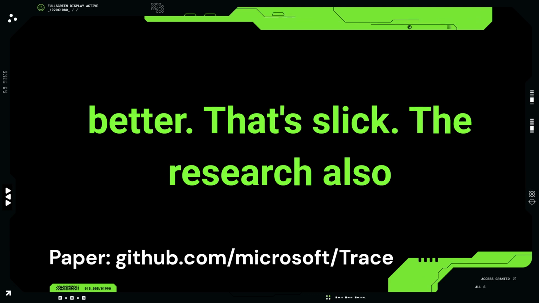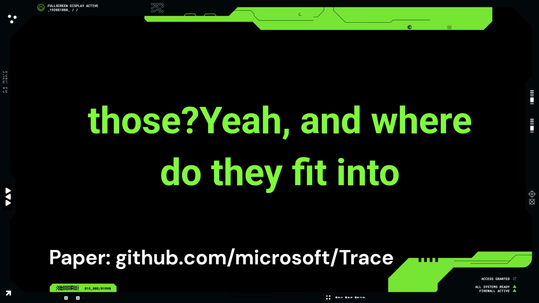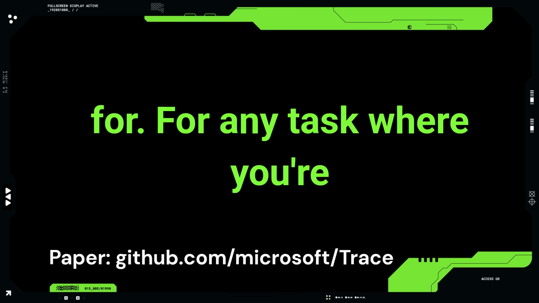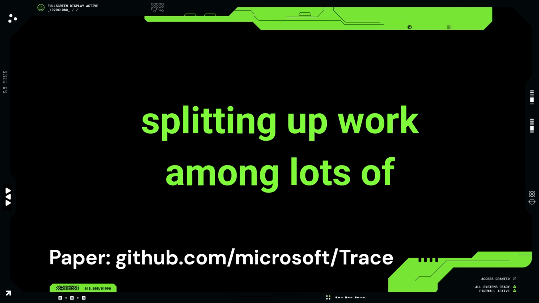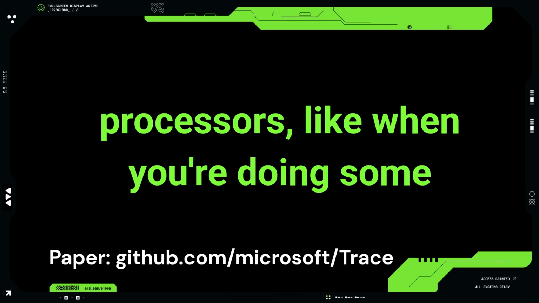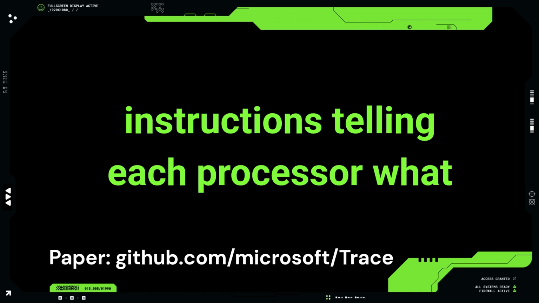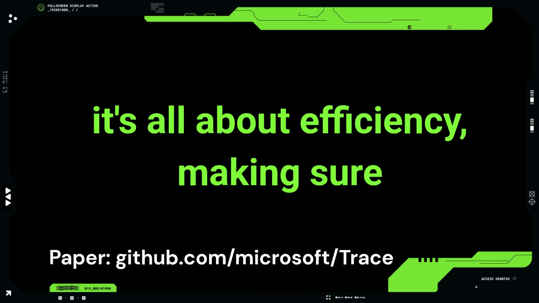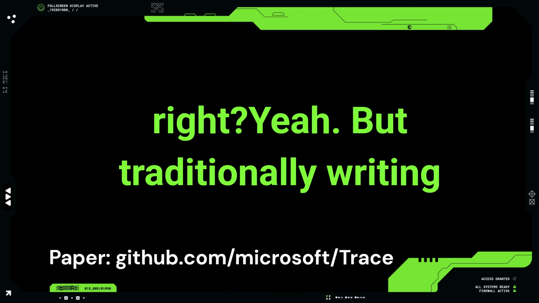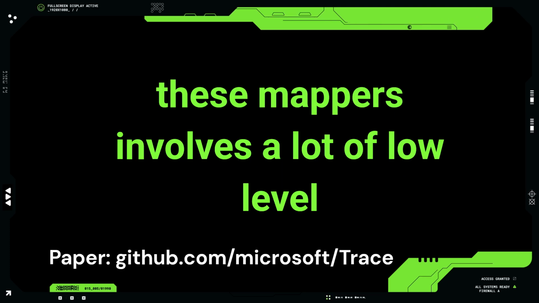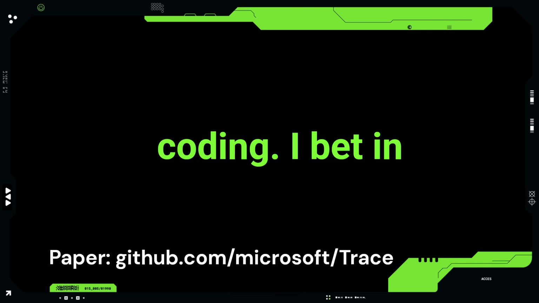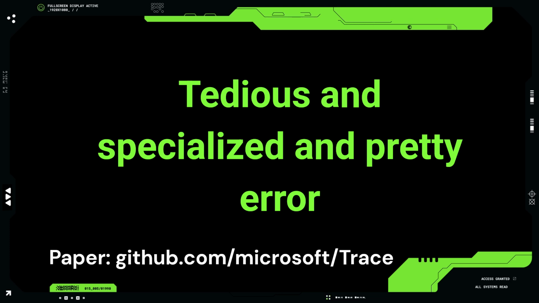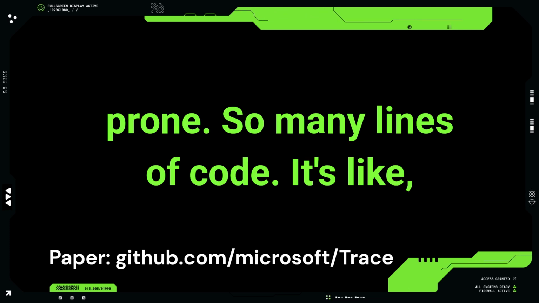That's slick. The research also talks about mappers, though. What are those? And where do they fit into all of this? Mappers are essential for any task where you're splitting up work among lots of processors. Like when you're doing some heavy data crunching, they're like instructions telling each processor what part of the data it should work on. So it's all about efficiency, making sure all the processors are doing their job. Right. But traditionally writing these mappers involves a lot of low-level coding, in C++ often. Which is tedious and specialized and pretty error-prone. So many lines of code.